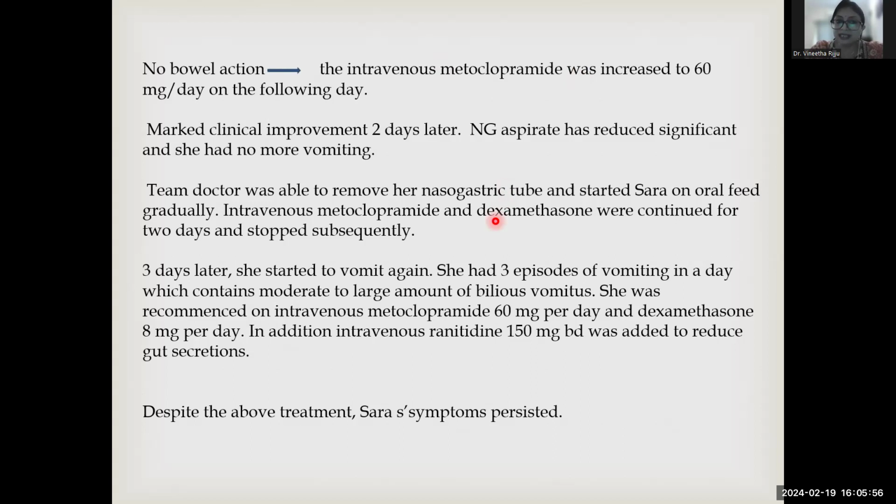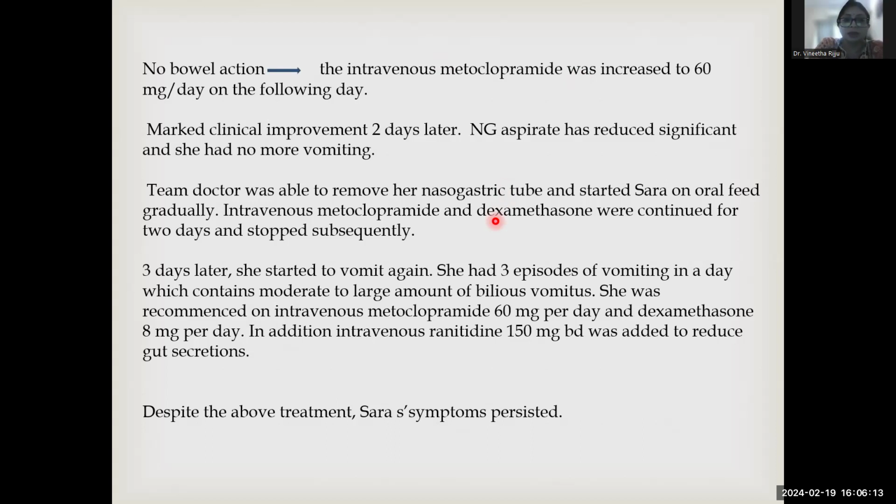So 3 days later she started to vomit again. She had 3 episodes of vomiting, which was moderate to large amounts of bilious vomiting. When you read that itself, the first thing that should go in your mind, this is small intestinal obstruction.